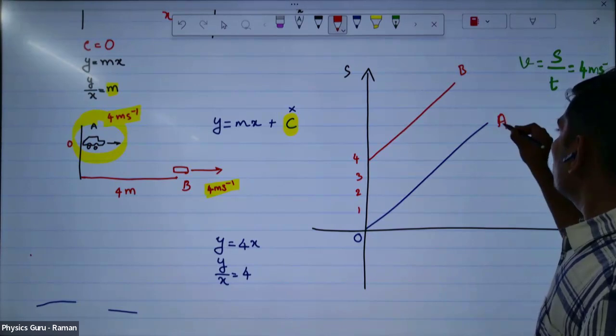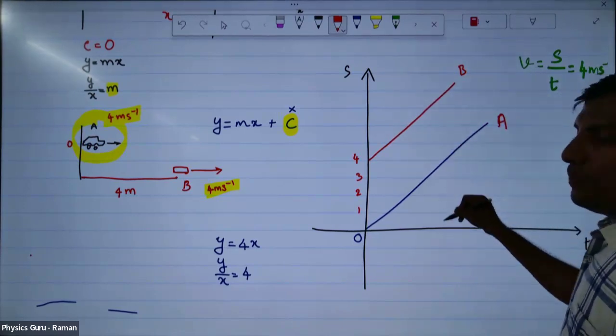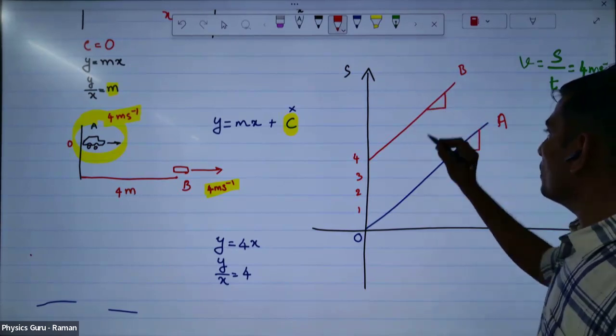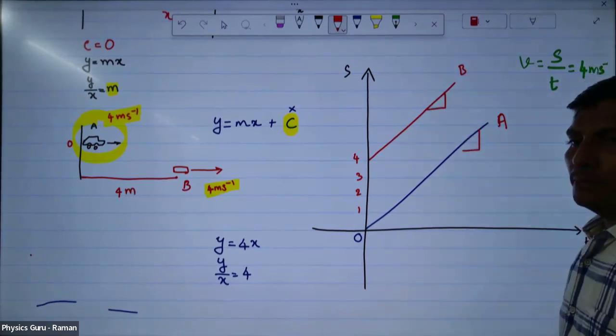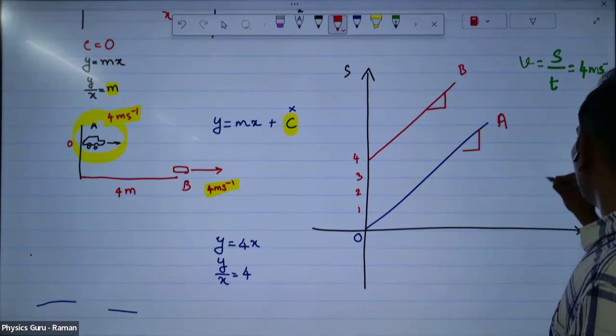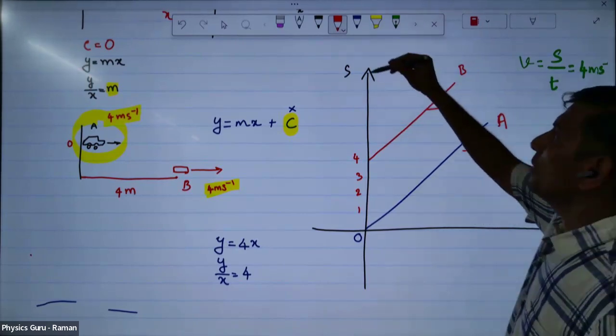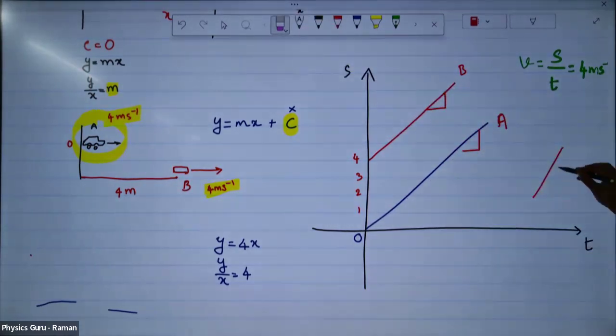Since these two lines are parallel lines, the slope for both the lines must be what? Equal. For any parallel line, the slopes must be what, sir? Equal. Got it? Yes, sir.